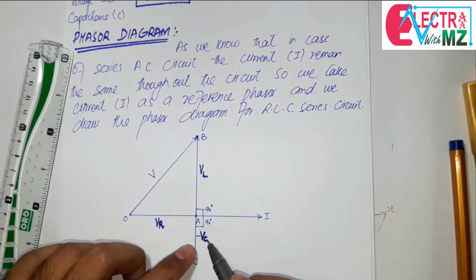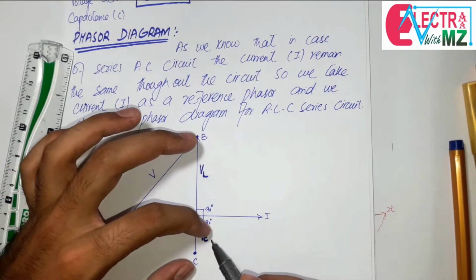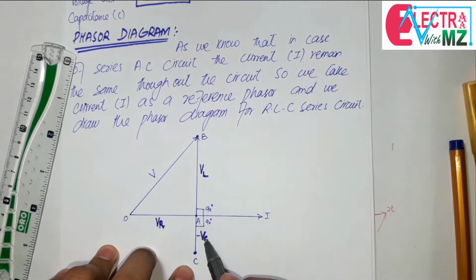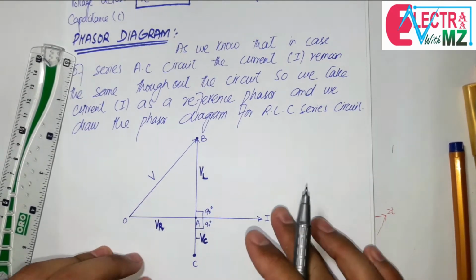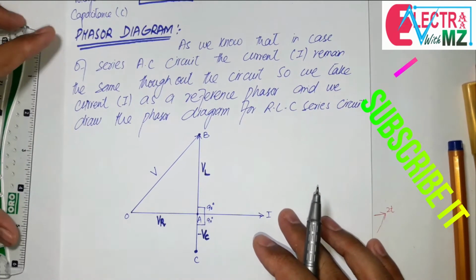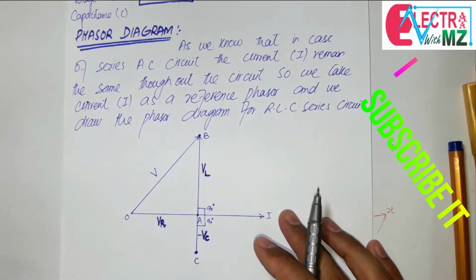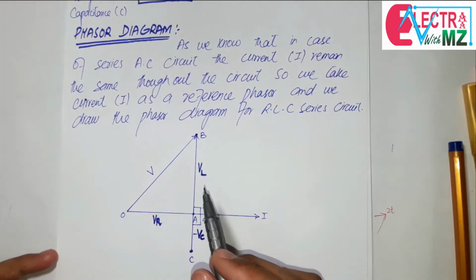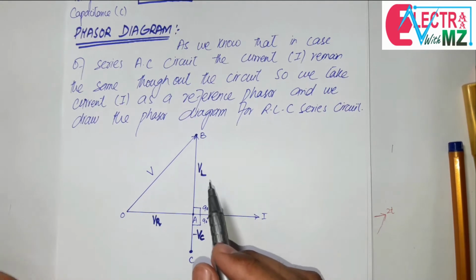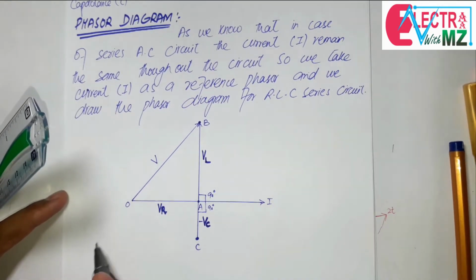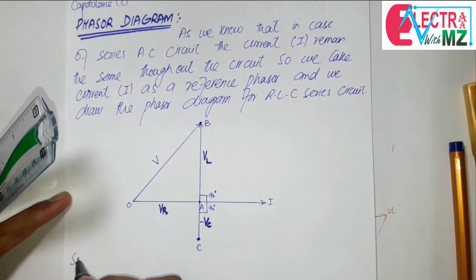I already discussed in the RC series circuit the complete behavior and phenomena of why it is minus VC. So you may take help from the previous videos I uploaded on the RC series AC circuit and the RL series AC circuit.